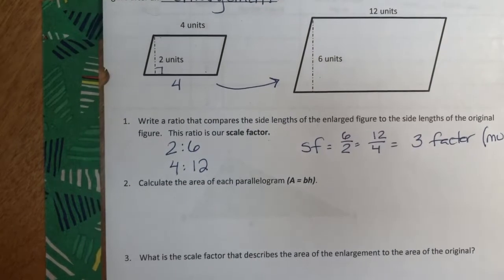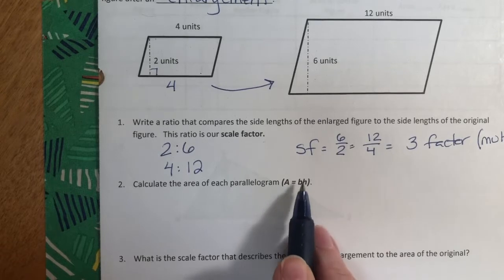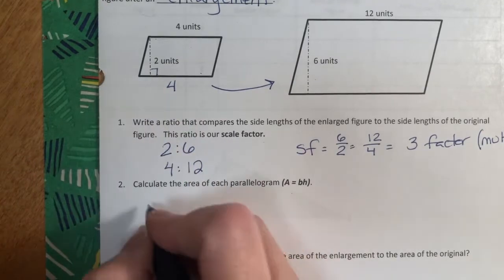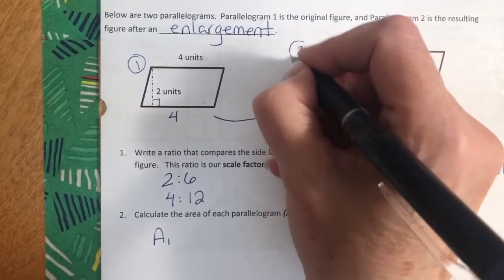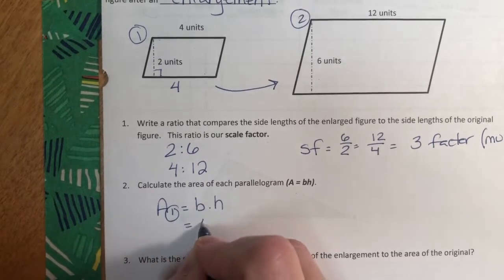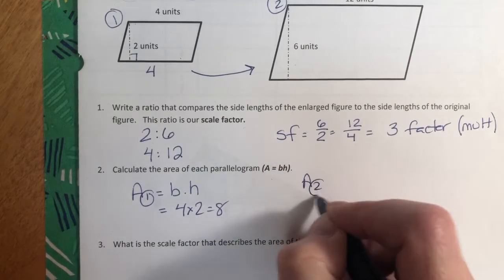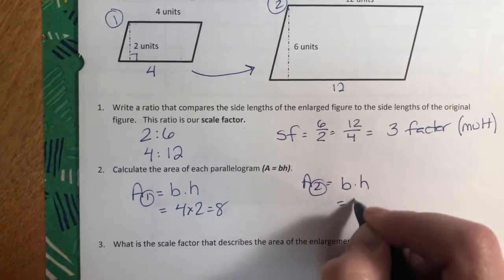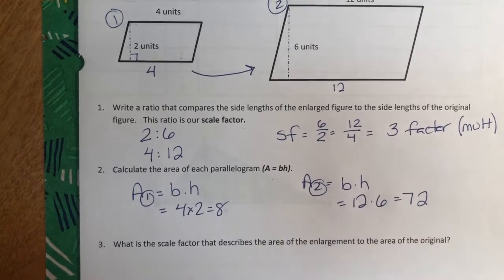Look what happens to the area though. Remember, the area of a parallelogram is the same as it is for a rectangle: the base times the height. So the base is 4, the height is 2. If this is parallelogram 1 and this is parallelogram 2, the area of parallelogram 1, base times height, is 4 times 2, which is 8. But look at the area of parallelogram 2. The base is 12, and the height is 6, and that's 72, 6 times 12.